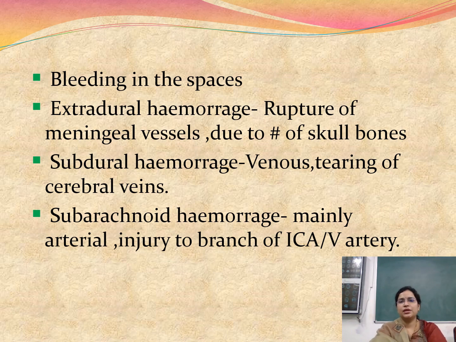Now bleeding in the spaces is called brain hemorrhages. Extradural hemorrhage: rupture of the meningeal vessels due to fracture of the skull bones. Now, what will be the most probable cause of subdural hemorrhage? In subdural hemorrhage, it is venous in nature, and tearing of the cerebral veins may be the cause. So tearing of the cerebral veins, that is subdural. Subarachnoid hemorrhage means bleeding inside the subarachnoid space. Subarachnoid hemorrhage is mainly due to arterial injury to a branch of the internal carotid artery or vertebral artery.